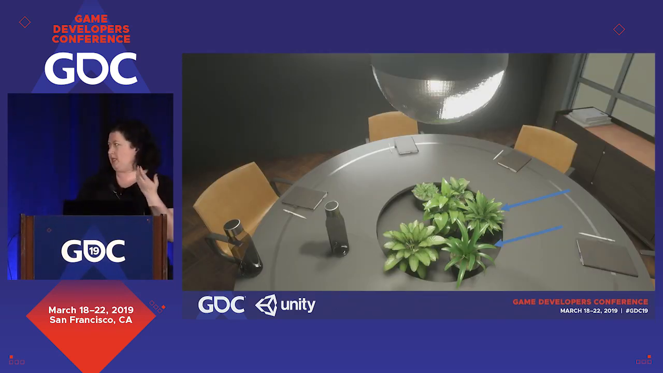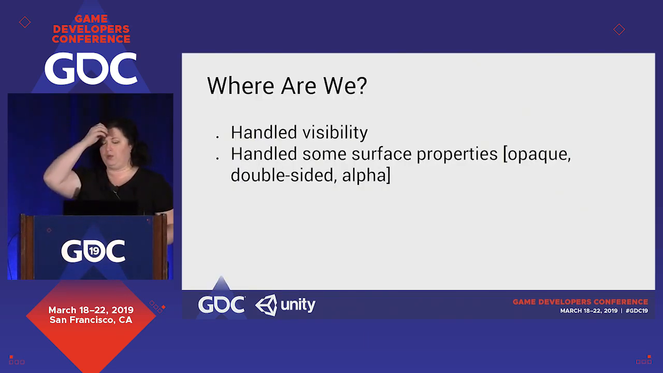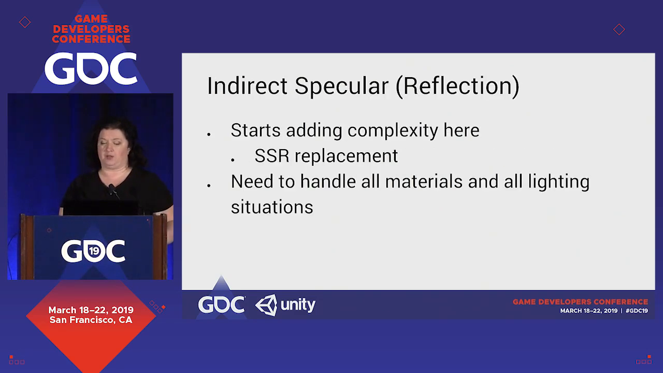Now, this is the example of double-sided geometry. So we handled the ambient occlusion example, so we handled visibility, good. We handled some surface properties: alpha tested, double-sided. So let's think about the next build of the effects, the opaque shadows and reflection. If we think about reflection, this is the contribution of indirect specular.